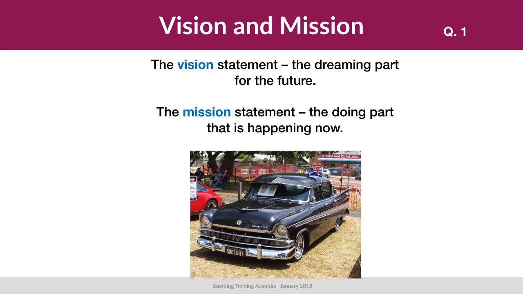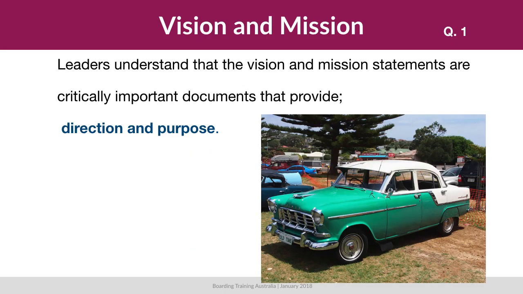When we look at vision and mission, the vision is the dreaming part, the goals, what we want for the future, where we're going, where we aim to travel. The mission part is what we're doing right now. That describes our activities, what we're doing right now. And so leaders understand that the vision and mission statements are critically important documents that provide direction and purpose for the organisation.